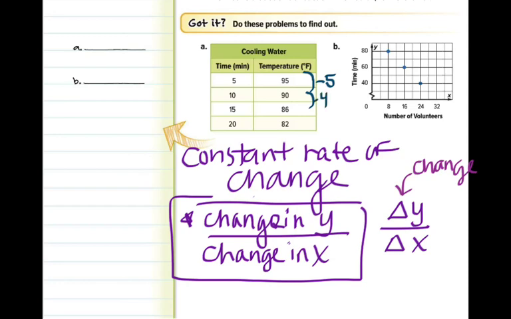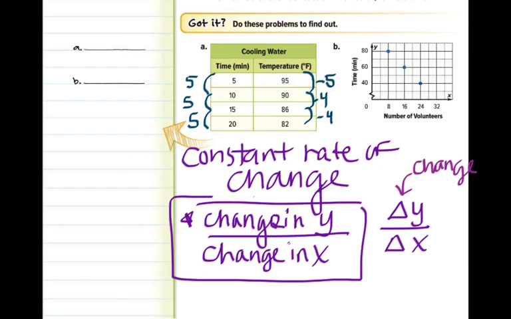Then it went down 4. Then it went down 4. Our minutes go down 5. So as we have a constant change for our x's, but do we have a constant change for our y's? We don't.